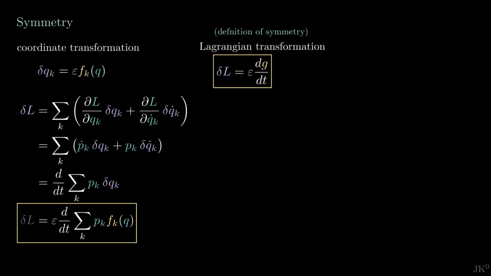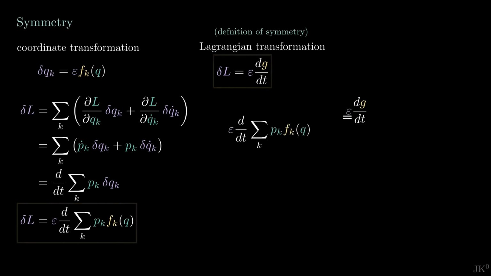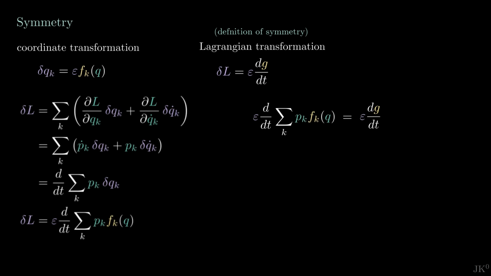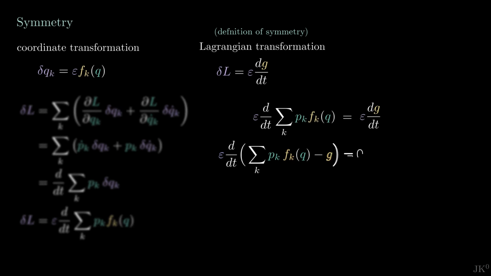Notice that now we have two ways of writing the change of the Lagrangian. Setting them equal and grouping terms on one side of the equation, we get this relation, which tells us that the combination inside the parenthesis is constant. This is a conserved quantity. Let's denote this general conserved quantity by Q, which satisfies dQ/dt equals 0.